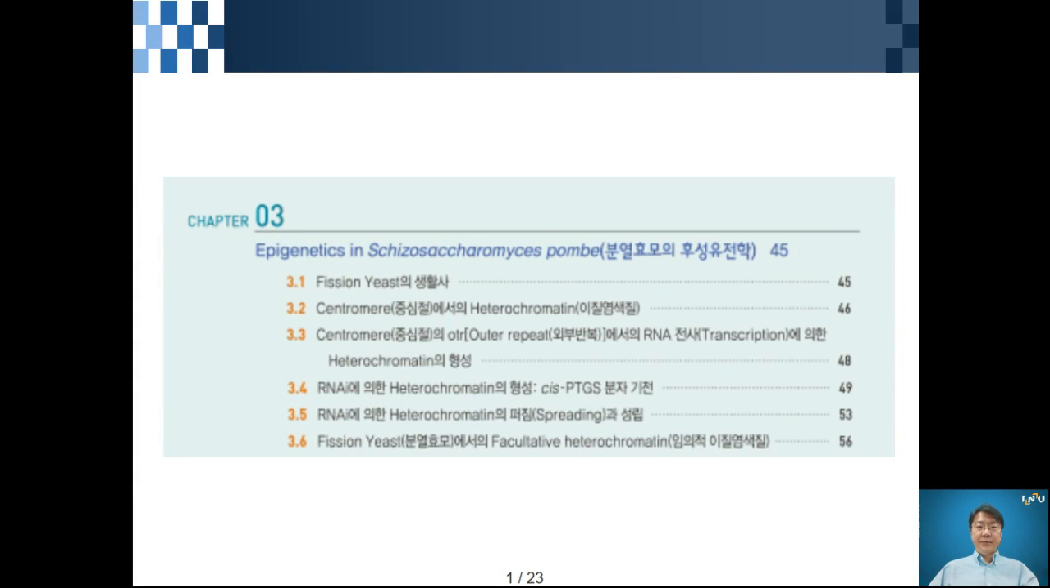We will learn chapter 3, epigenetics in Schizosaccharomyces pombe. Schizosaccharomyces pombe, we call it fission yeast. Today, first we will learn the fission yeast life cycle, and also the heterochromatin region in the centromere, and the heterochromatin formation mechanism. Finally, we will learn the facultative heterochromatin.